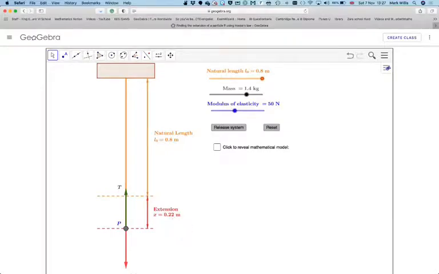Okay, so what is the mathematical model for that? Well, okay, the forces acting on the particle, we've got T acting upwards and 1.4 G acting downwards. Okay, so T will be equal to 1.4 G, and therefore if we use Hooke's law, T is the modulus of elasticity over the natural length of the string times the extension x. We've got 1.4 G is going to be equal to 50, because that's the modulus of elasticity at that point, over the natural length, which is 0.8, times x. And if we rearrange that, you get 0.22.